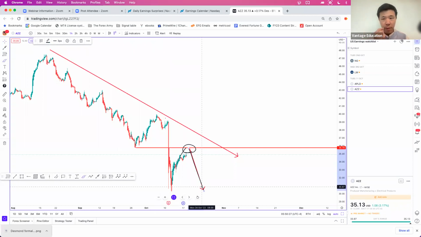Remember, you need the momentum of the market in your favor. You need the earnings surprise in your favor. With these two things in your favor, it really helps you get on the right side of the market.